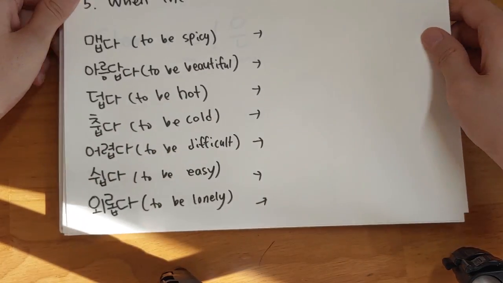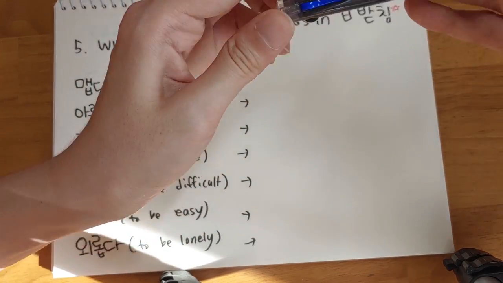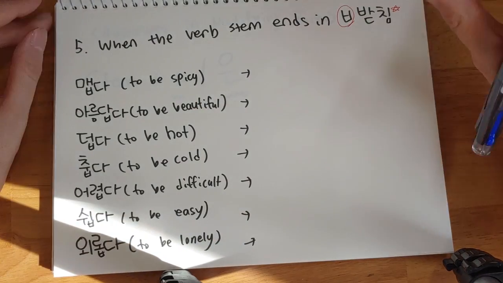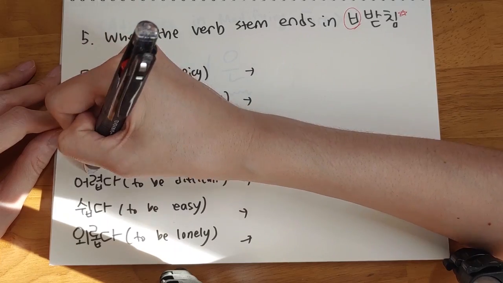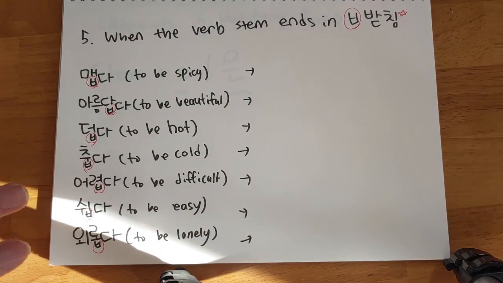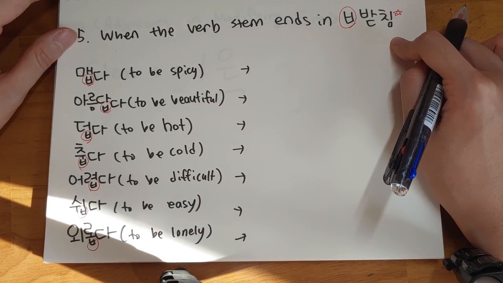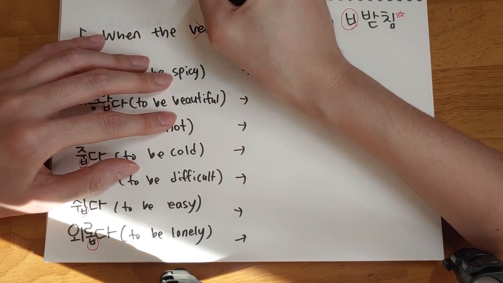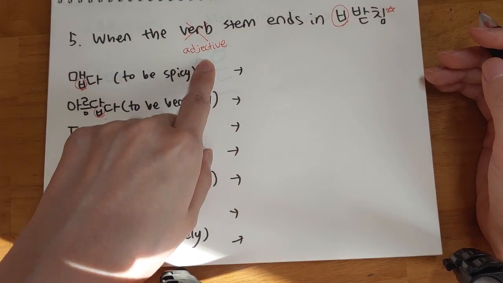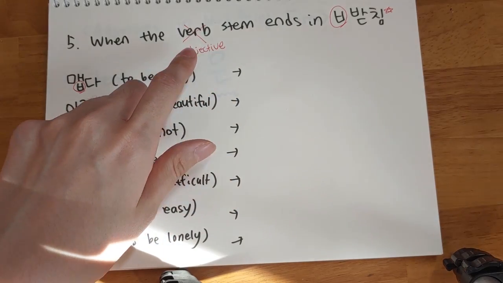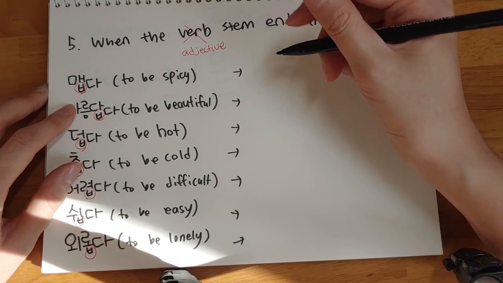And moving on to group number 5, when the stem ends in 비읍 받침. There are many, many adjectives that end in 비읍 받침, like these, and they're very frequently used ones. So it's different from the verbs that end in 비읍 받침, but they are adjectives. Sorry, this is not a verb stem, guys. It's an adjective, because we're learning about adjective conjugation. When an adjective stem ends in 비읍 받침, it follows a completely different rule.